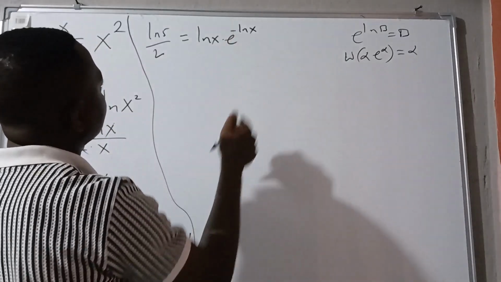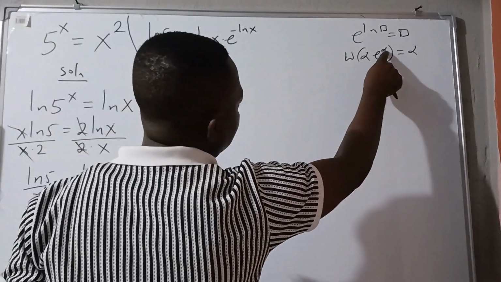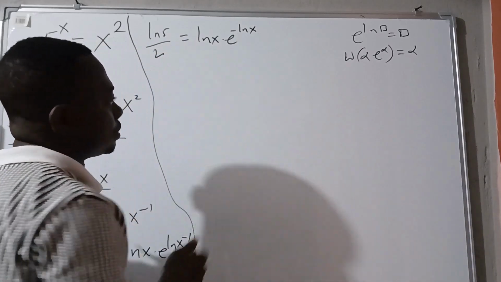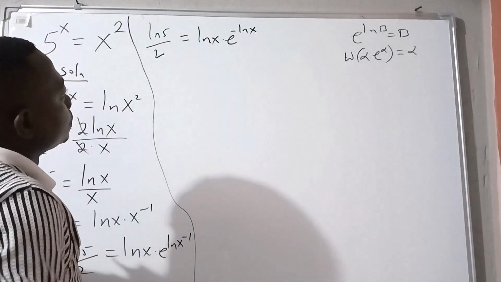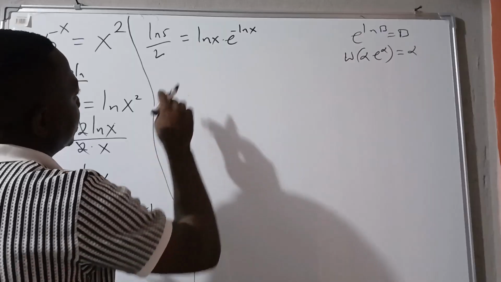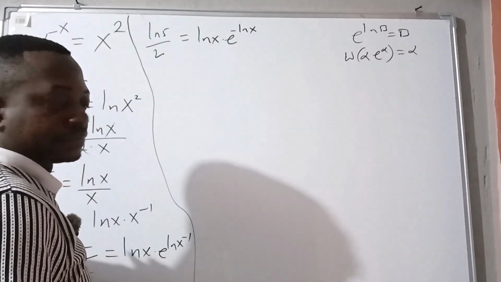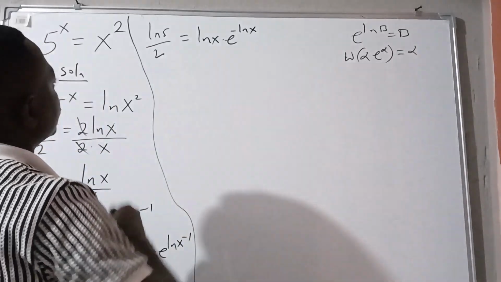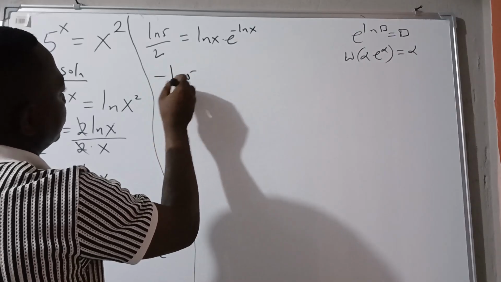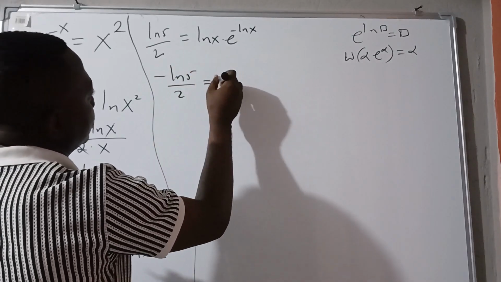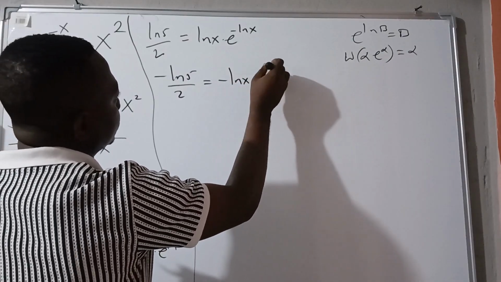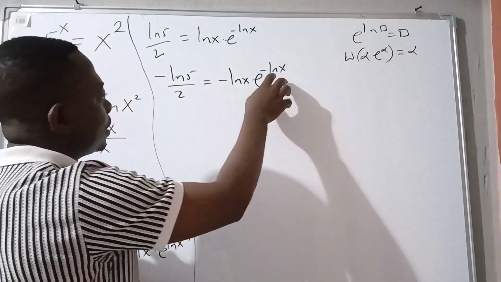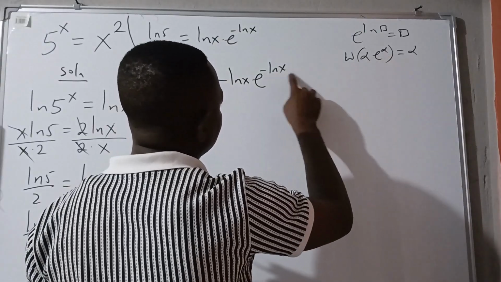So we have this. Now we are still working towards this alpha. This side is minus ln of x and this side is ln of x, so something is missing here. All right, so I'll balance it by multiplying by negative 1 on both sides. So that will be minus ln of 5 on 2, and this side will be minus ln of x times e raised to ln of x minus. So our target is achieved here, alpha.